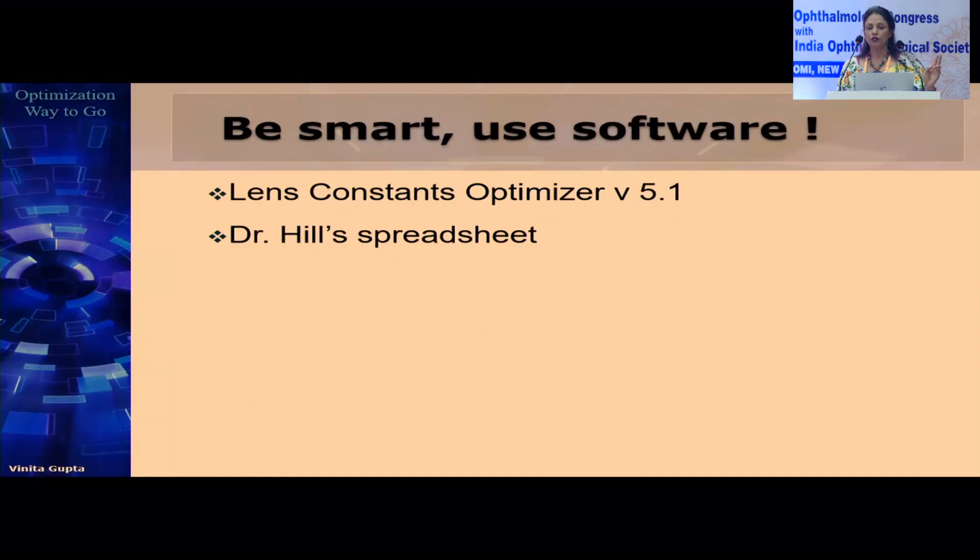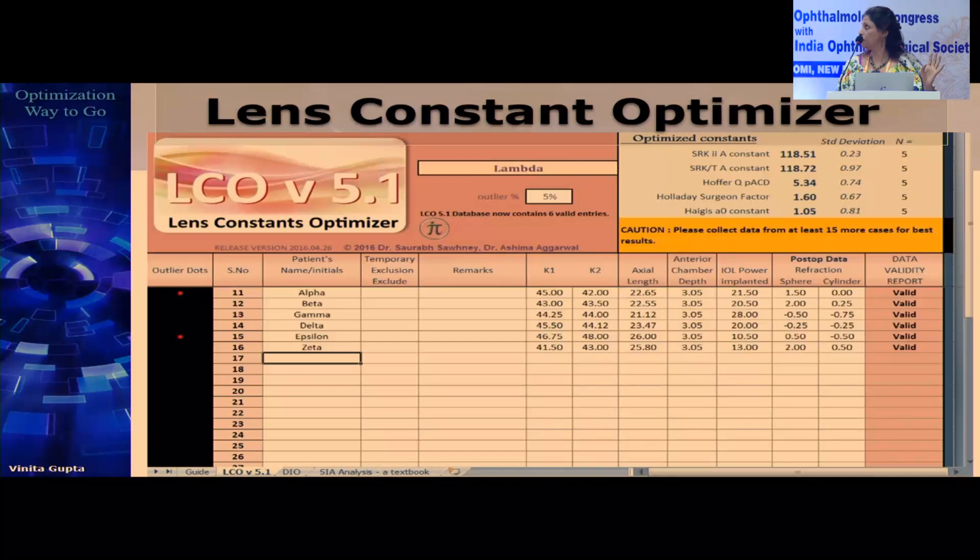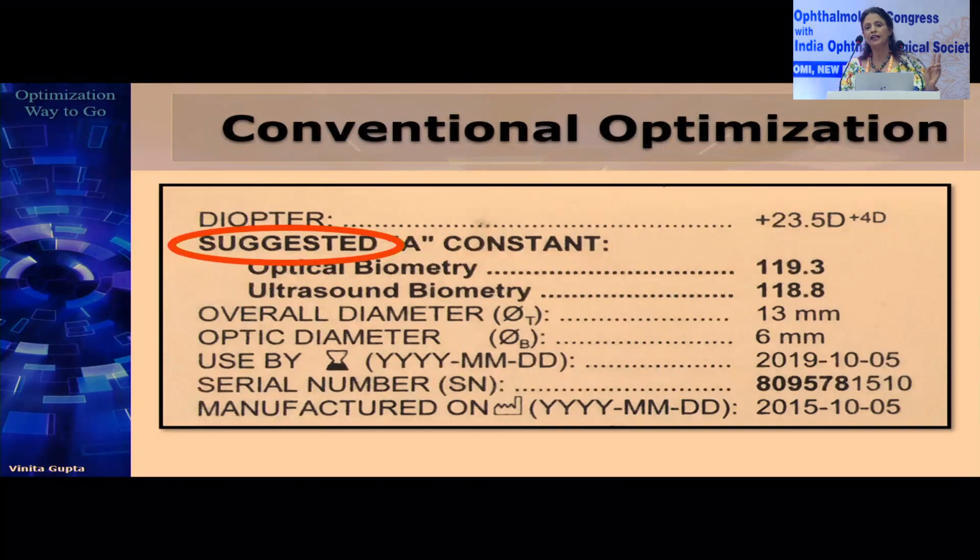So it is easier to transport data, faster, and there are no memory-related overload issues which may be there with the biometry machines. This is one lens constant optimizer, designed by one of the people with whom we started this course, Saurabh Sani. And also we have Dr. Hill's spreadsheet, which is available online. So this is a format of the lens constant optimizer. How does it work? It gives you a suggested A constant, like this is conventional optimization of the optical and the ultrasonic biometries. Same way it gives you after the conventional optimization.